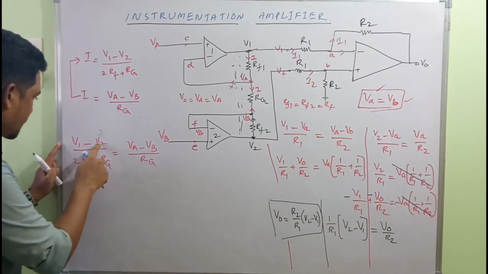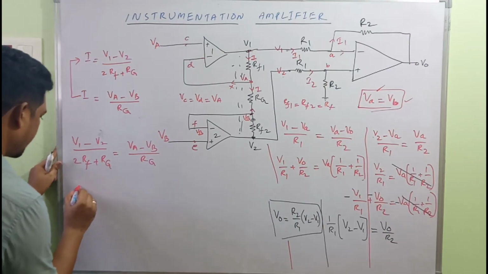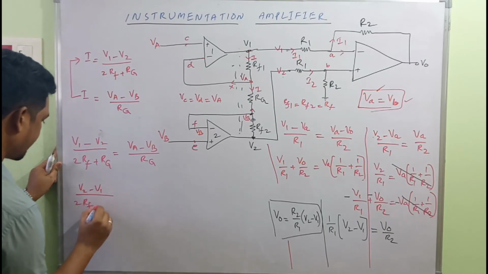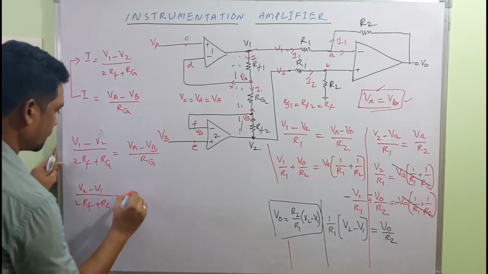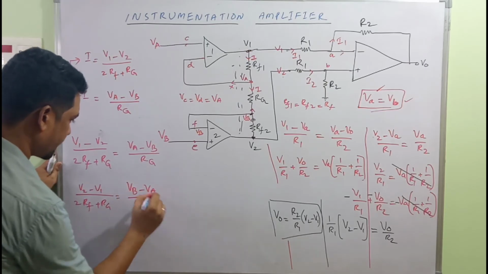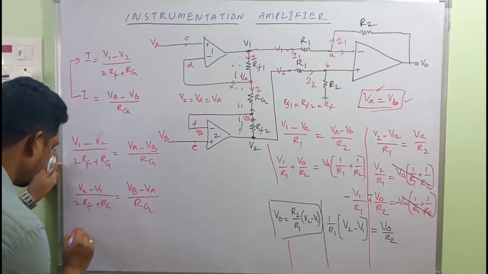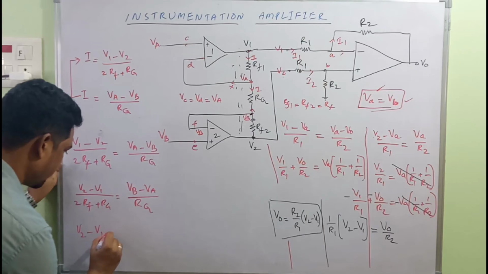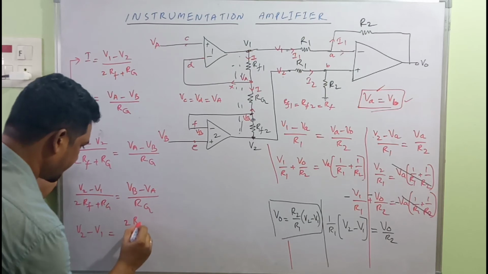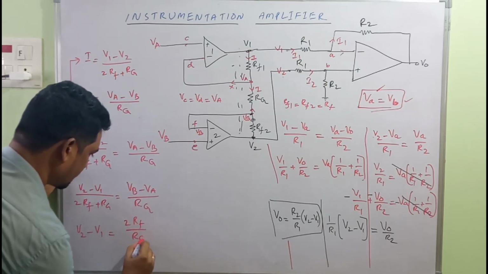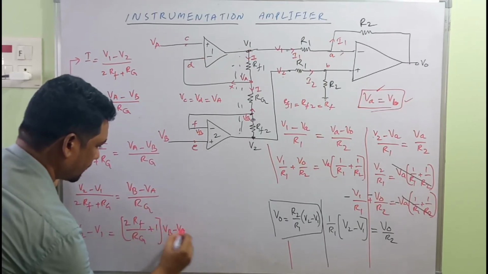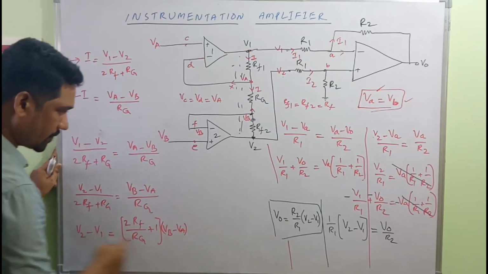Writing the expression for V2 minus V1 from here itself, simplifying it, it will be V2 minus V1 by twice RF plus RG, which is equal to VB minus VA upon RG. So from this expression, what will be V2 minus V1? It flips, so V2 minus V1 will be twice RF by RG plus 1, into VB minus VA. Guys, is this the same V2 minus V1 we have over here?